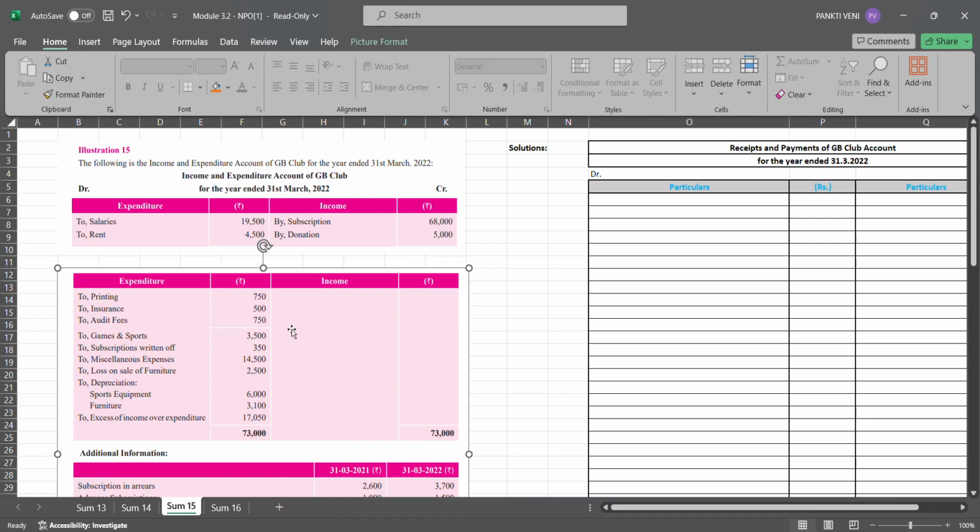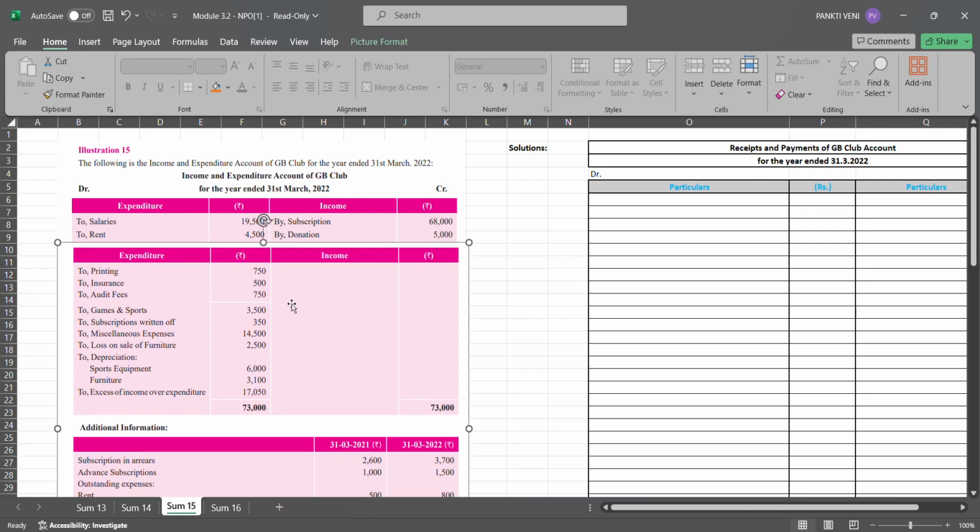So how to go for income and receipts and payment? Receipts and payment is very simple, easy. Let us read the question. Following is the income and expenditure account of GB Club for the year ended 31st March 22.